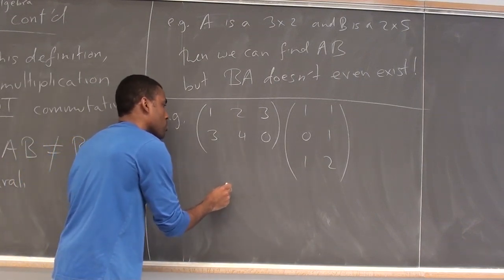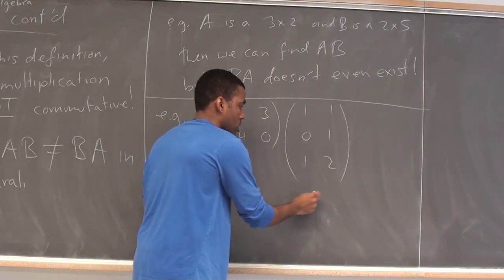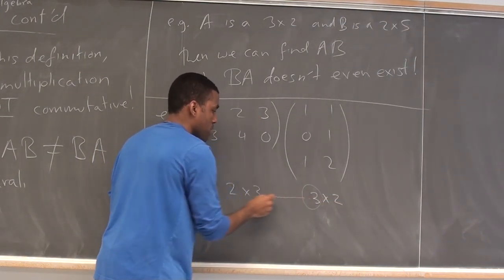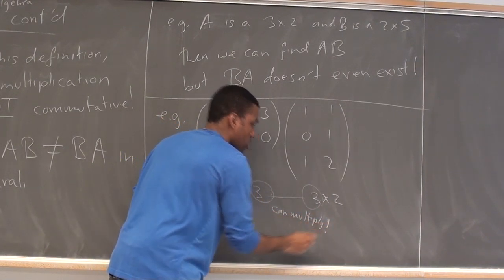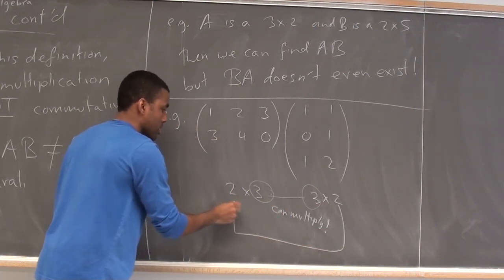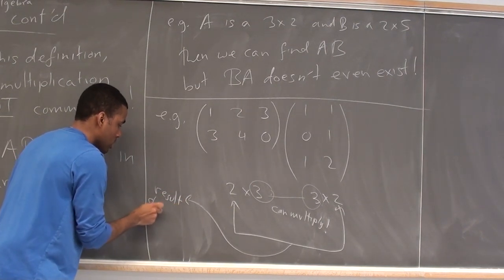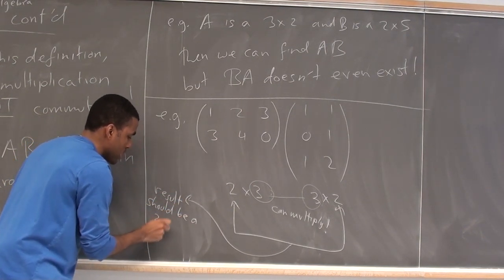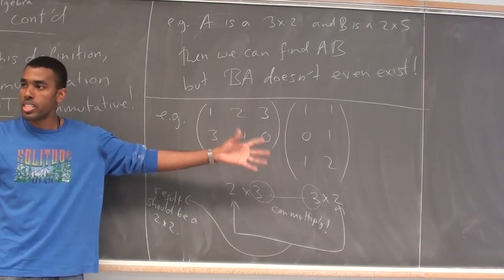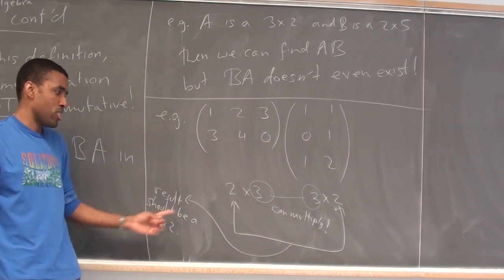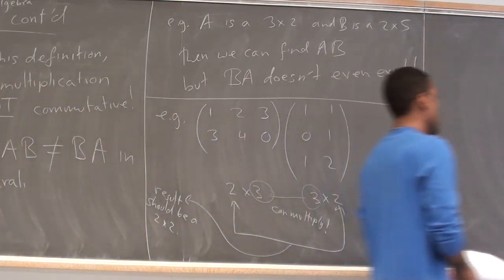What size is this one? It's a 2 by 3. This guy is a 3 by 2. The inside numbers match up, so you can multiply. So what should be the result size? The result should be a 2 by 2 matrix. So you do this check to make sure you can multiply them. The outside numbers are going to tell you what the size of your answer should be. So if you multiply these and you get another matrix that's not a 2 by 2, you made a big mistake. So let's actually do it.